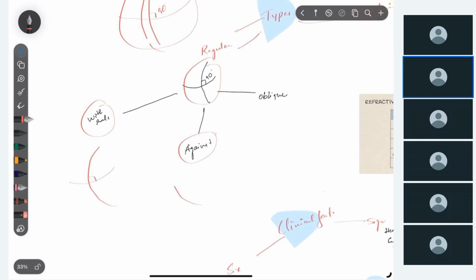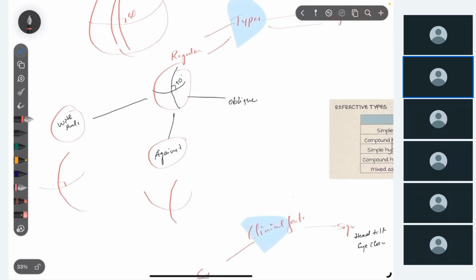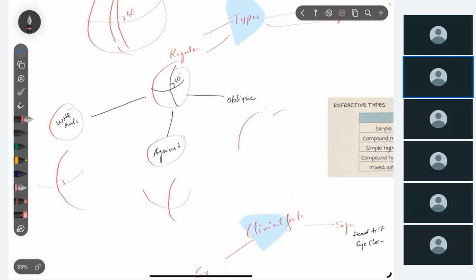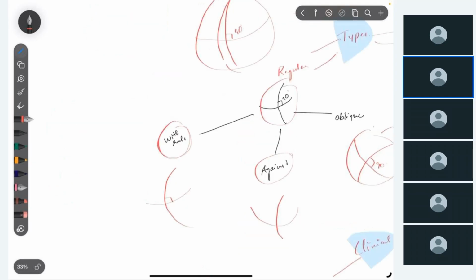In oblique, the meridians are at 90° to each other, but they are not like this. Rather, they are like this. The vertical meridian is not at 90°, it has moved to some other place, and the horizontal meridian is again 90° to it, but it is not in the vertical and horizontal plane as we saw before. Why do we call this with the rule astigmatism? Normally, your eye is like this, and you have eyelids.